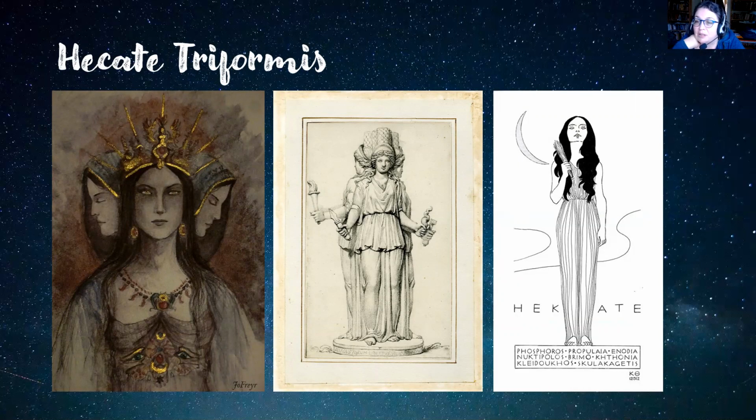and the third picture, which looks like it was drawn in the 1920s or 30s, judging by the style, has some of her names in Greek. So I know that phosphoros, for example, means light bearer. Oh, Chthonier, of the earth. And I'm not sure what these other names mean, but you could look them up. So yeah, Hecate, very important goddess in witchcraft.